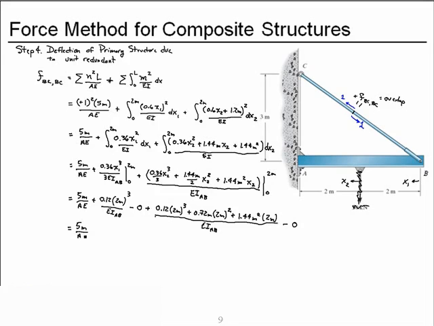We have 5 meters over AE plus 0.96 meters cubed over EI plus a 6.72 meters cubed over EI. Now we're ready to substitute in for EA and I. We have the 5 meters over the 600 millimeter squared cross-sectional area of the tie rod. The modulus elasticity, 200 gigapascals, which is 200 times 10 to the 6 kilonewton per meter squared.